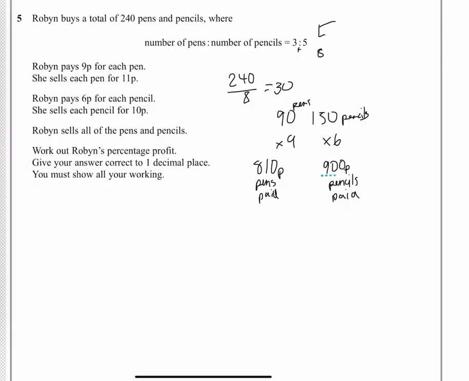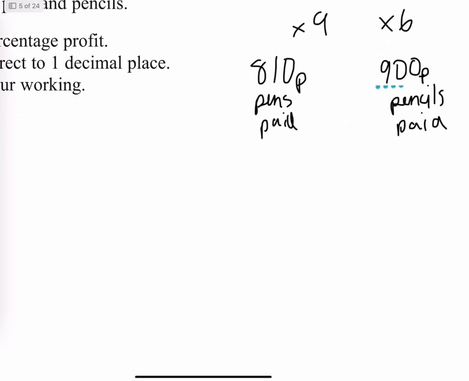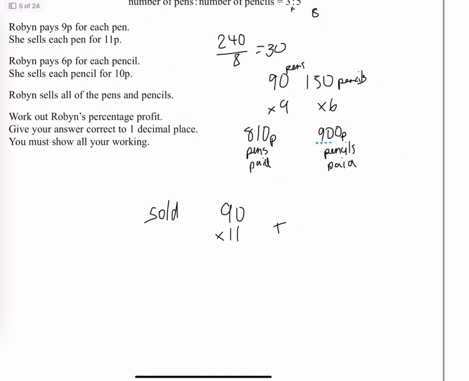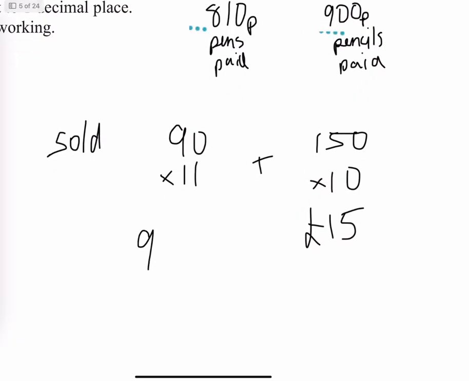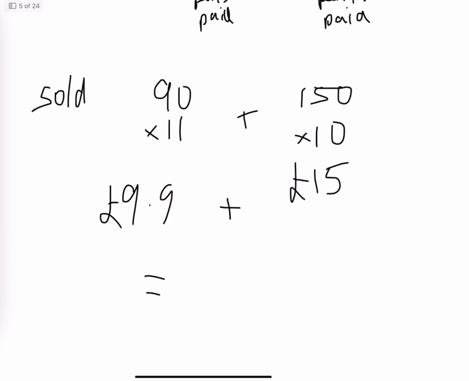Then what we're going to do, we then have how much she sold for. So that would be 90 times 11 plus 150 times 10. So she's made £15 on the pencils, and she's made £9.90. Sorry, I know I've changed from pence to pounds, so you're going to have to stick with me there. Okay, so that would make £24.90.